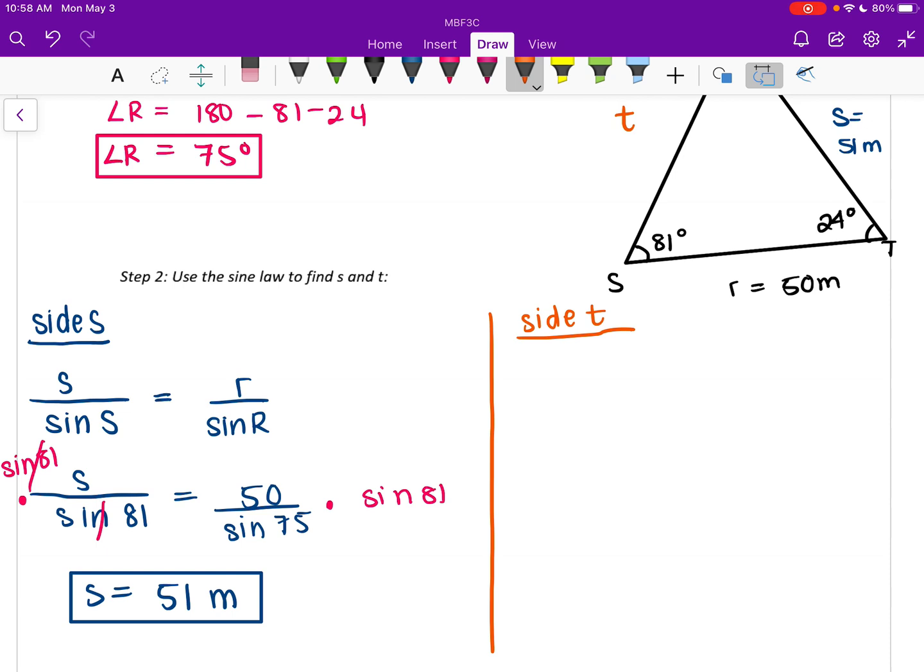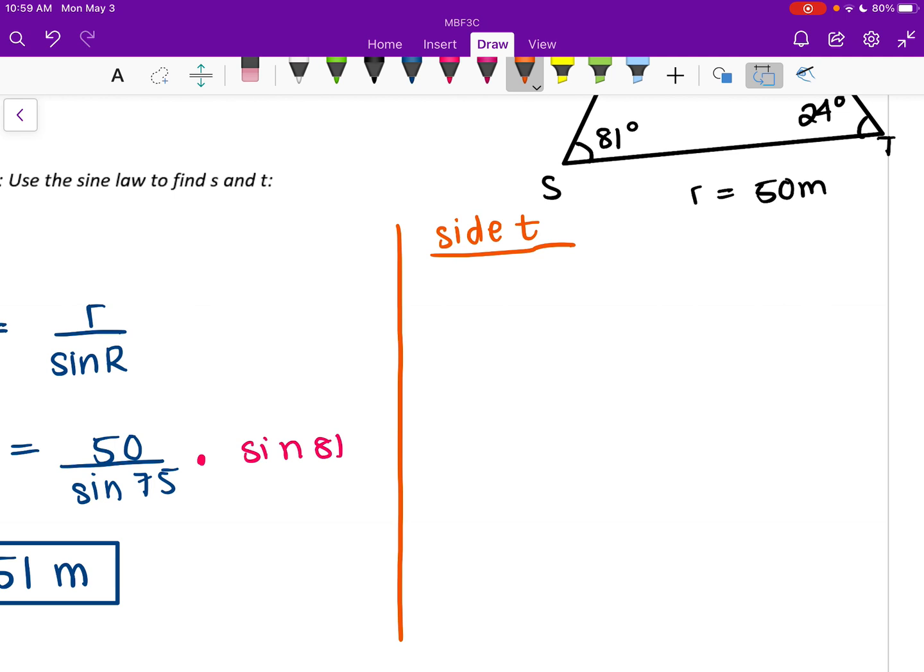And the reason I don't recommend that is because you know for certain that side R is 50. And you also know with pretty much clarity that angle R is 75, because those were the ones that were given to you. They were the ones that you did the least steps to get to, so they're least likely to be wrong. So use those values, okay? Just to minimize error in case you made a mistake.